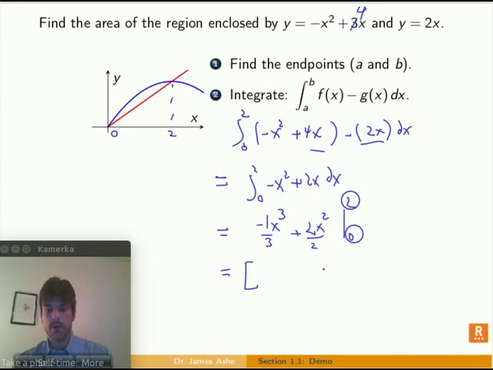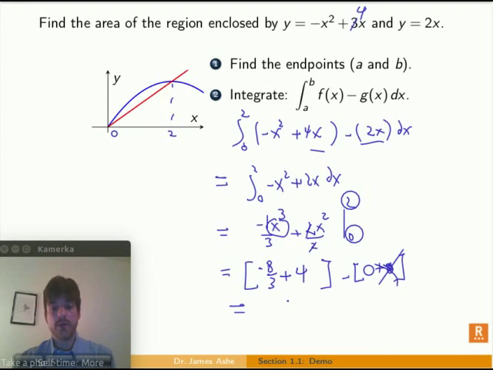So for the first part, I'm going to plug in 2 and plug in 2 right there. That gives me 8. 2 cubed is 8. And over here this guy cancels out, so that gives me 4. And this is nice. I plug in 0 to both these guys and I get 0 plus 0. And so that's gone. And we're left with negative 8/3 plus 4, which gives us 4/3.